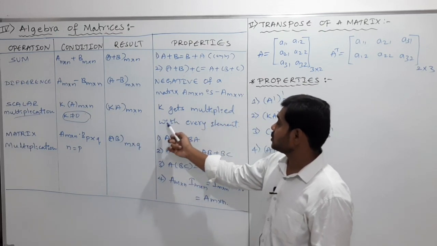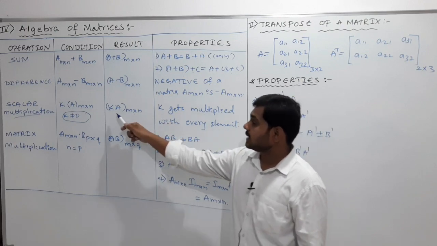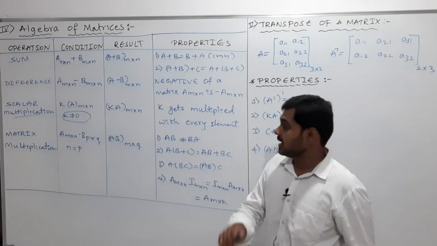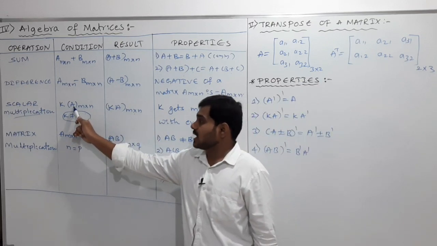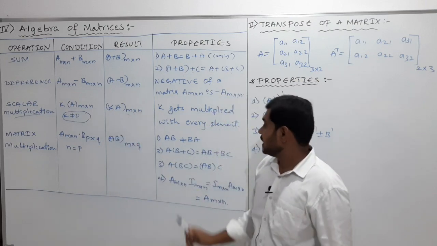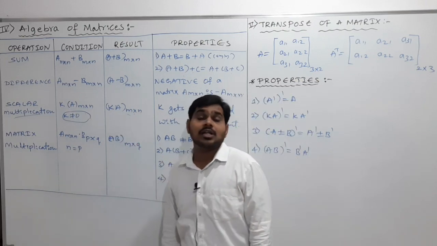And the properties, my dear students. What is the property? k gets multiplied with every element. As I told you, every element of the A matrix we should multiply with k. Clear? And the next one, my dear students, is matrix multiplication.